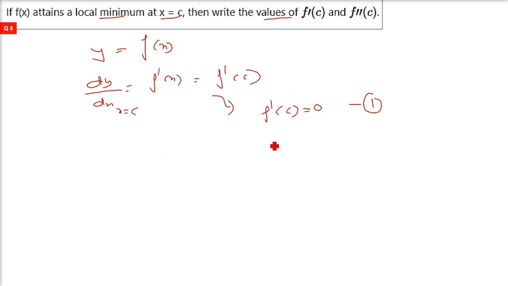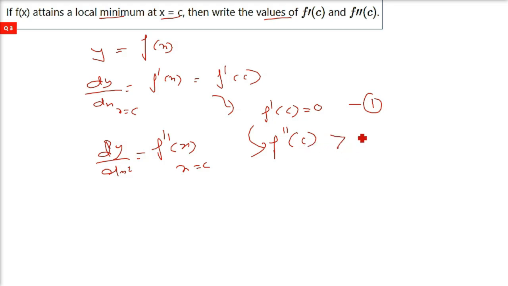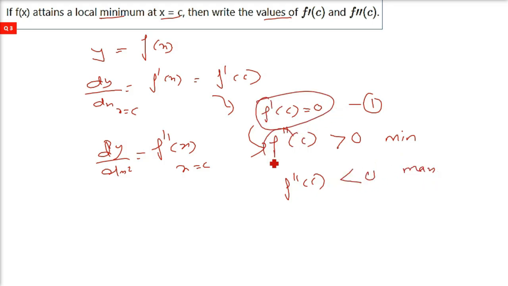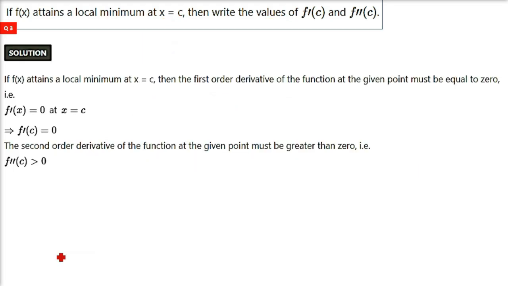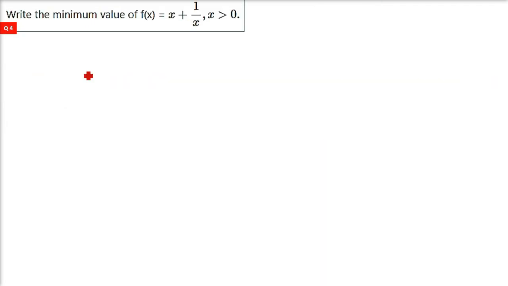Now, what is the local minimum? F double dash c, in minimum, is of course related to the greater than 0 sign. Maximum is related to the less than 0 sign. So when we double differentiate it at x equals c, if it is greater than 0, it is minimum. This question is all about minimum, but if the question had been local maxima, then the condition you would have written is f double dash c less than 0. So in words, you write: f double dash c greater than 0 or less than 0. This is the difference between the previous question and this question.